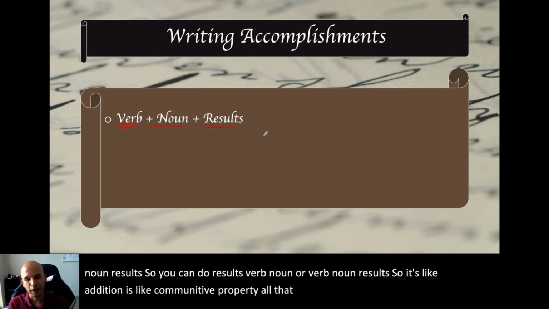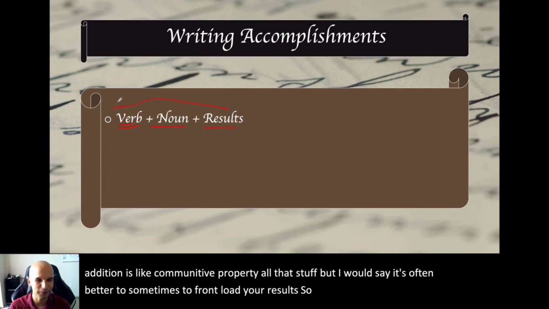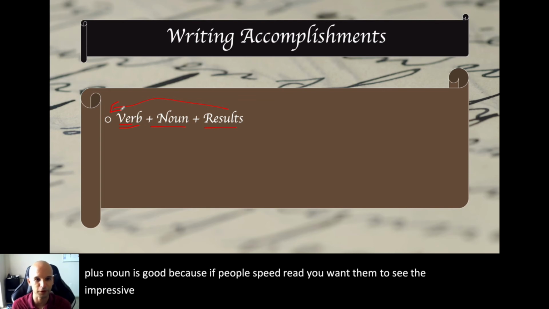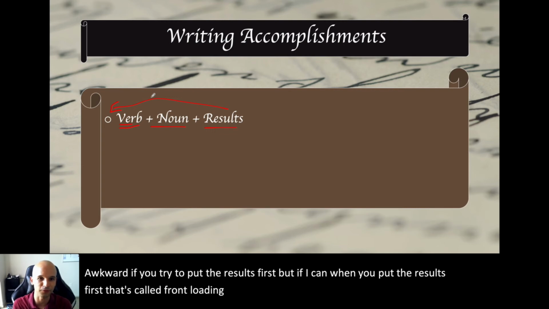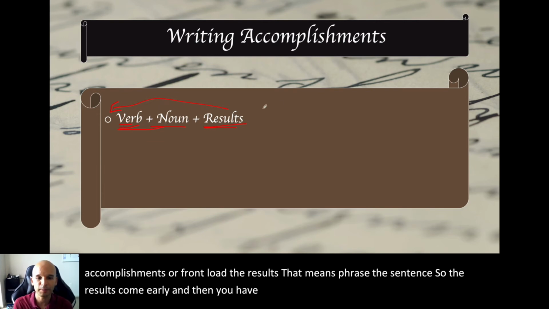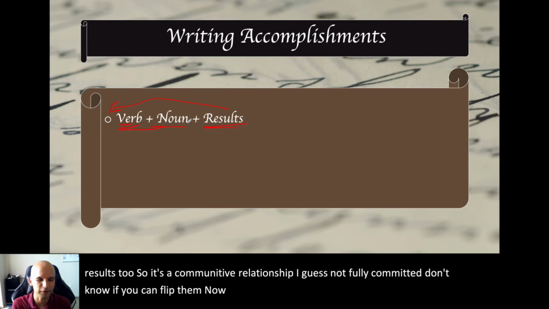But I would say it's often better, sometimes, to front load your results. So doing results then verb plus noun is good because if people speed read, you want them to see the impressive numbers or results first. But it depends on the sentence. Some sentences come out awkward if you try to put the results first. When you put the results first, that's called front loading the results. So if you hear me say front load your accomplishments or front load the results, that means phrase the sentence so the results come early and then you have the verb and the noun. But you can backload results too. So it's a commutative relationship. I mean, I guess it's not fully commutative because I don't know if you can flip the noun and the verb. Okay, well, I take that back. Sorry, math people.